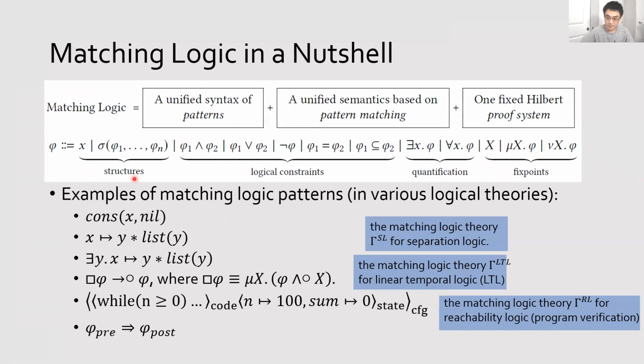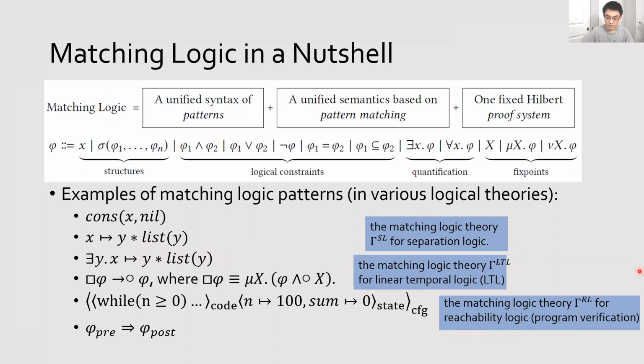Here, we list some examples of matching logic patterns to give you some intuition. The first pattern is cons of x nil. It is a pattern matched by a list of only one element x, so it's like a first-order logic term. The second pattern is a separation logic formula. It is matched by those heaps where x maps to y and a singly linked list starts at y. Note that this pattern can be matched by several concrete heaps, and if we don't care about the value of y, we can quantify it, as in the third pattern.